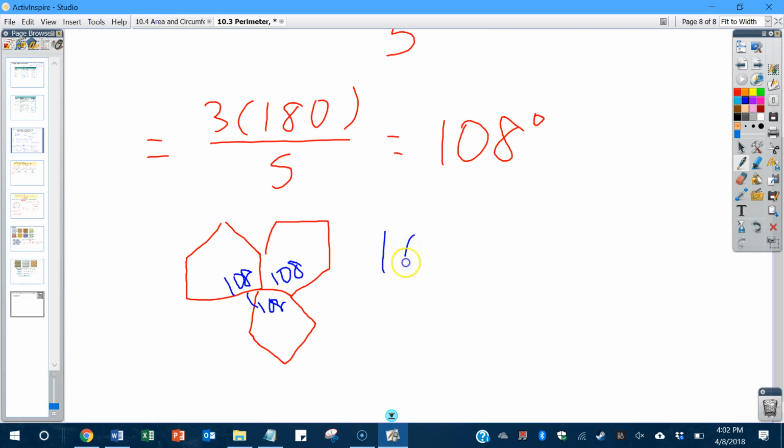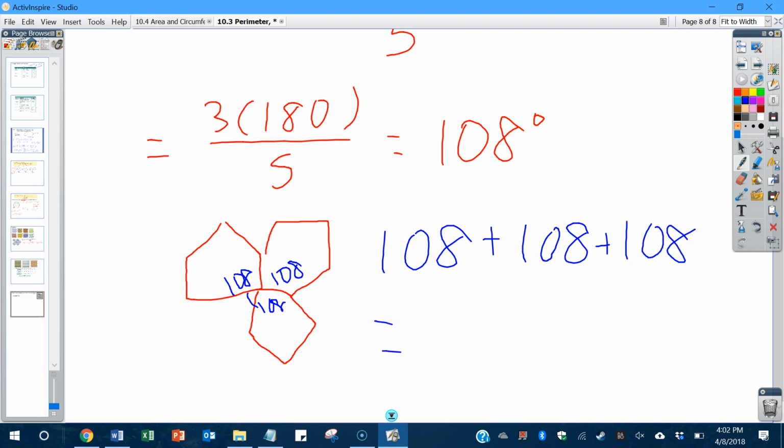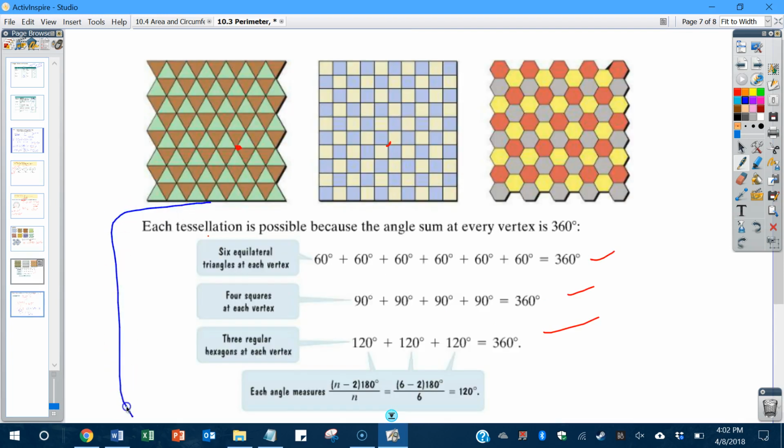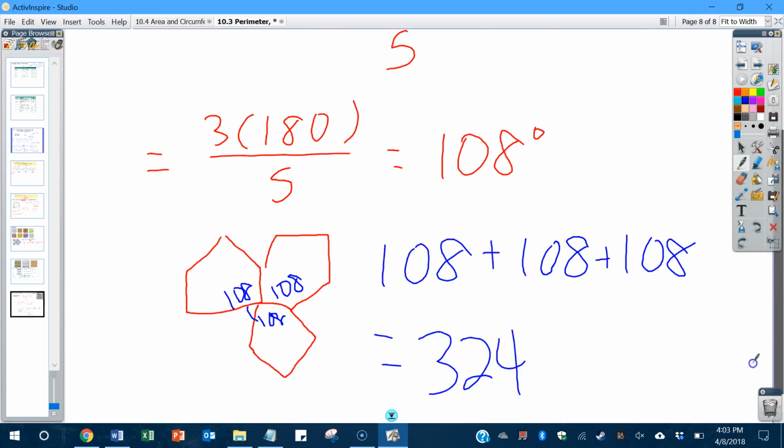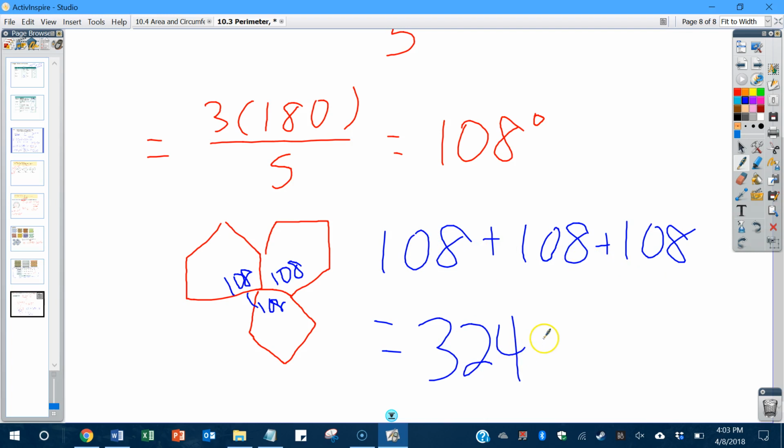So if I were to add 108 plus 108 plus 108, I would get 324, which is not quite 360. And if I were to add another pentagon here, I wouldn't be able to fit another 108. So I don't have a nice thing like on this slide where I add up all those equal angles and end up with 360. What I have instead are these angles, which have to be the proper angles in the pentagon, and I don't get 360, and if I throw another one in there, I get more than 360. So this is bad, and this means that I can't make a tessellation with pentagons.